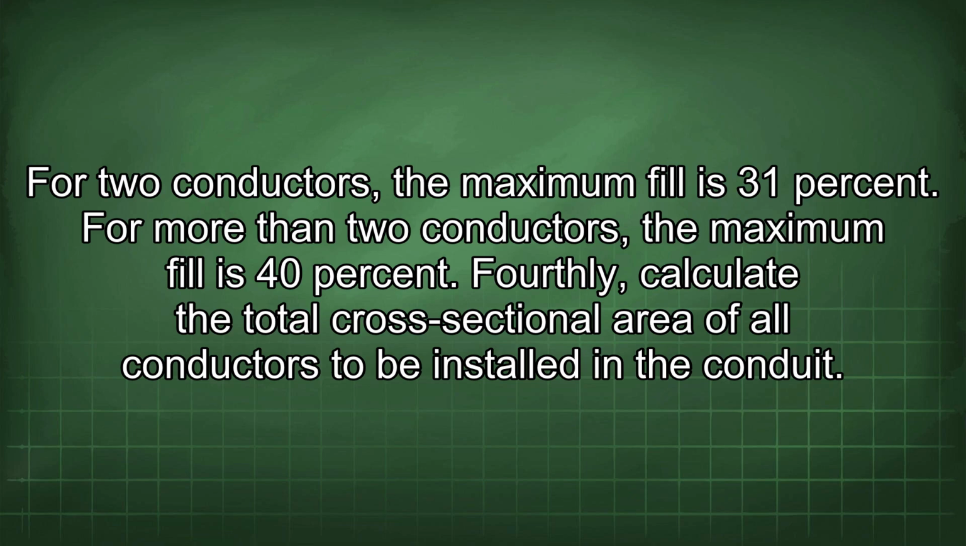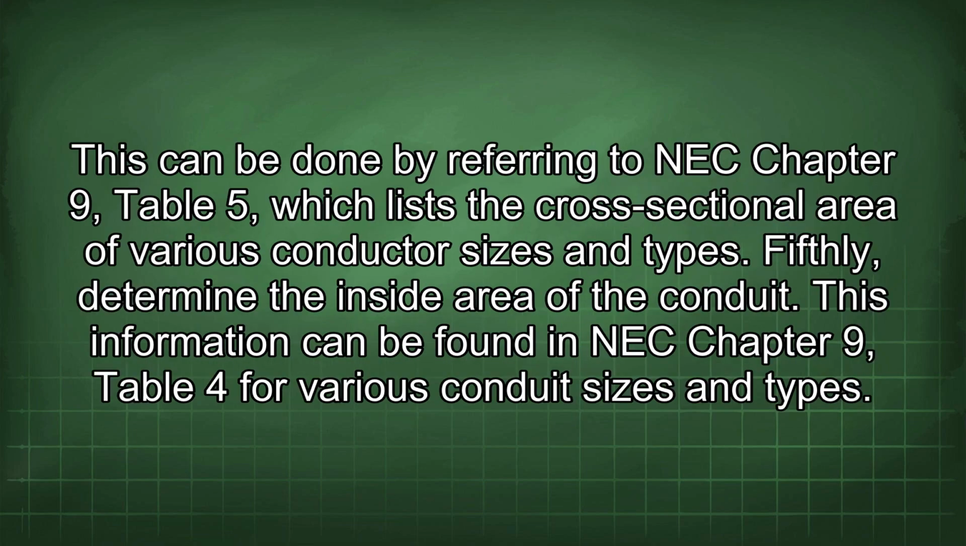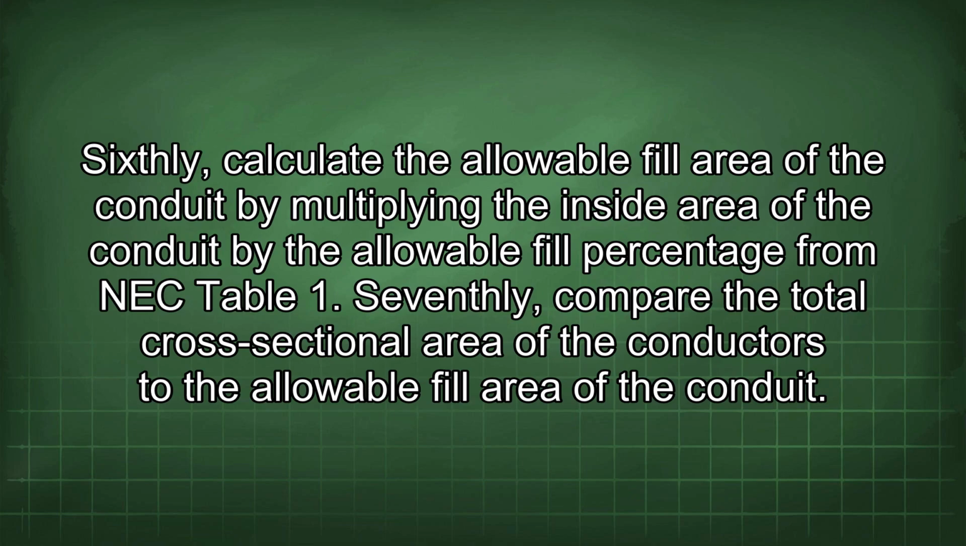Fourthly, calculate the total cross-sectional area of all conductors to be installed in the conduit. This can be done by referring to NEC Chapter 9, Table 5, which lists the cross-sectional area of various conductor sizes and types. Fifthly, determine the inside area of the conduit. This information can be found in NEC Chapter 9, Table 4 for various conduit sizes and types. Sixthly, calculate the allowable fill area of the conduit by multiplying the inside area of the conduit by the allowable fill percentage from NEC Table 1.